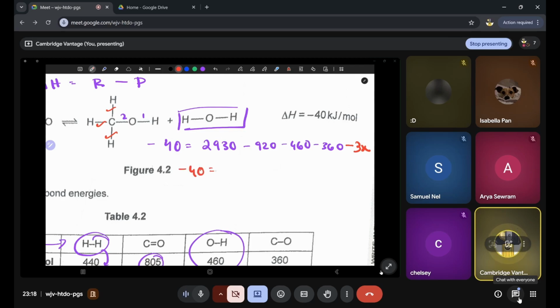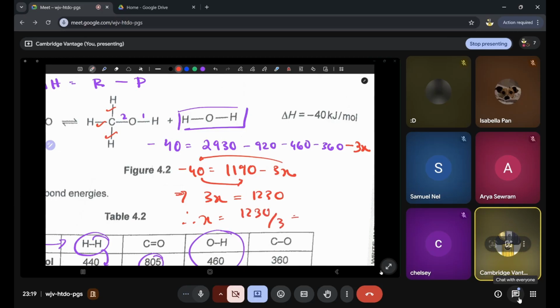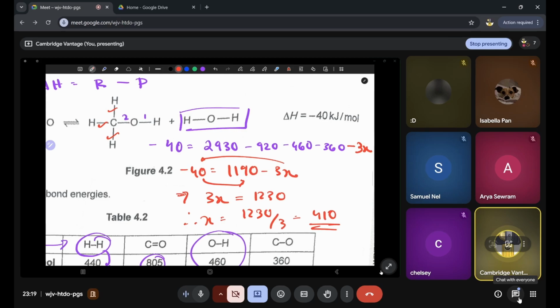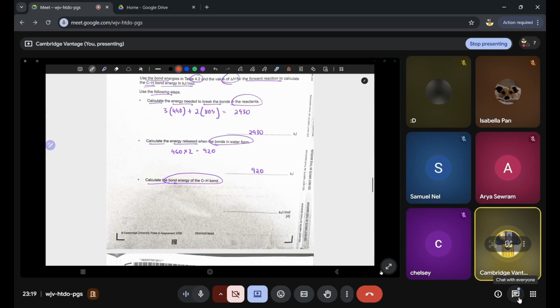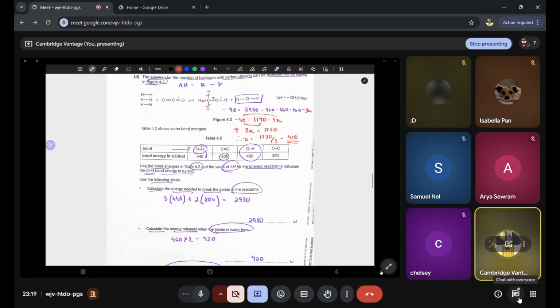So minus 40 is equal to 2930 minus 920 minus 460 minus 360. So that's 1190 minus 3x, or if I bring 3x to the left side and take minus 40 to the right hand side, it's 1190 plus 40. So that's 1230. Therefore, x is just the division of this, and we end up with 410 kilojoule per mole. So that's the bond energy of carbon hydrogen over here, 410 kilojoule per mole.